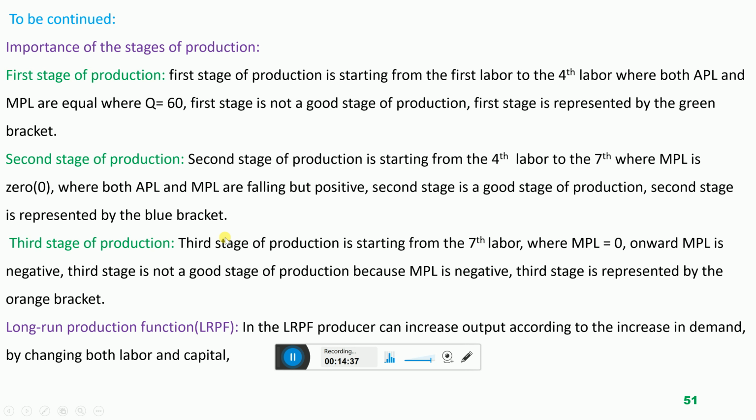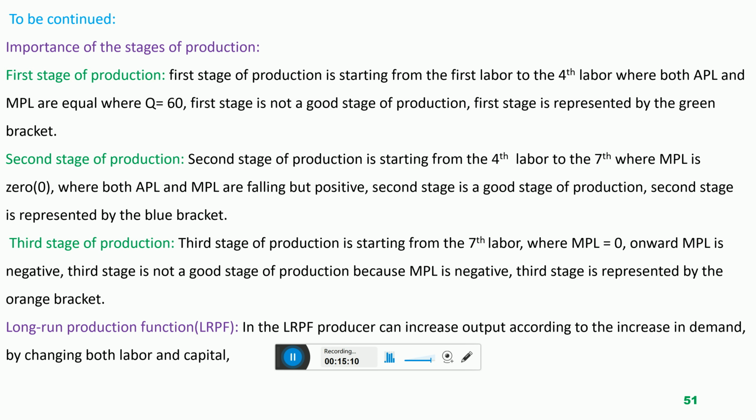Now the third stage of production. This is not a good stage of production. It starts from the seventh labor point where MPL is 0, and after that seventh labor, eighth labor, ninth labor, total output will start to decrease. MPL will get negative. Additional productivity of the 8th labor is negative. So the third stage starts from the 7th labor onward, MPL will get negative, and total product will start to fall. This is not a good stage of production.